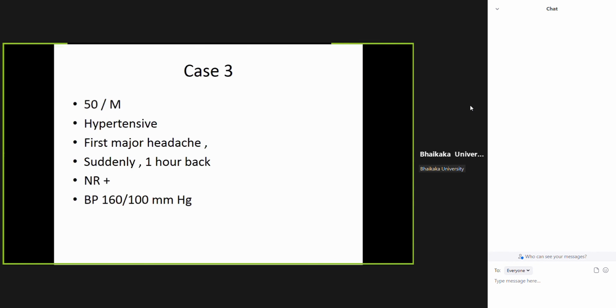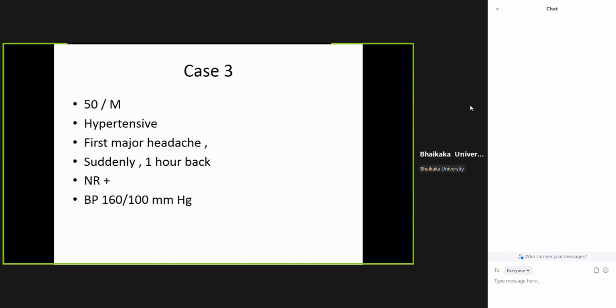Case 3, 50-year-old male, hypertensive, first major headache, suddenly 1 hour back, along with neck rigidity, and blood pressure is 160 by 100. So here many red flags. First time in life, so there is no past episodes of headache. Severe and sudden in split seconds for last 1 hour. More than 50 years of age, male and hypertensive with neck rigidity. So again, it's a red flag: split second onset, elderly, more than 50 years, neck rigidity, and first headache.